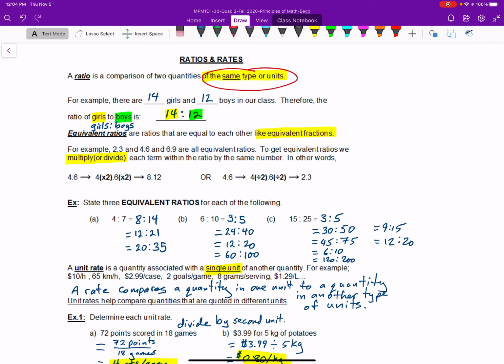In this lesson, we're going to continue reviewing things that we need to know for grade 9 math. In particular, we're going to look at ratios, rates, percents, and decimals.